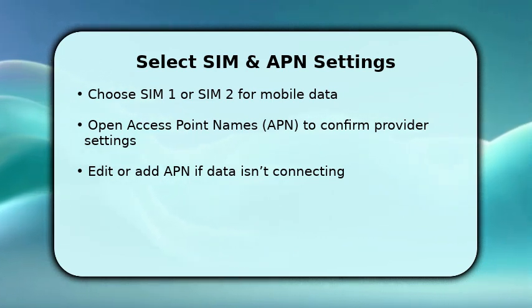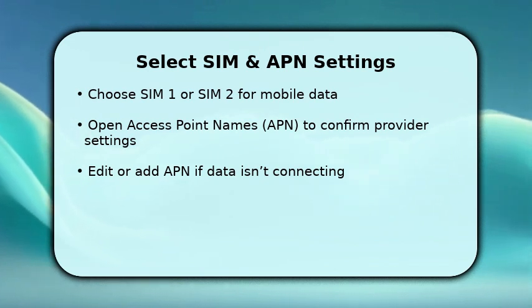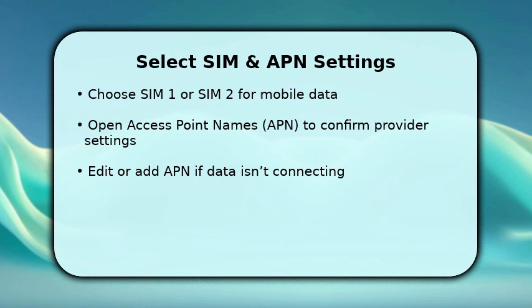If the APN is missing or wrong, tap Add or the Edit icon and enter the provider's exact values. Make sure to save changes, because incorrect APN entries are the most common cause of mobile data failures.